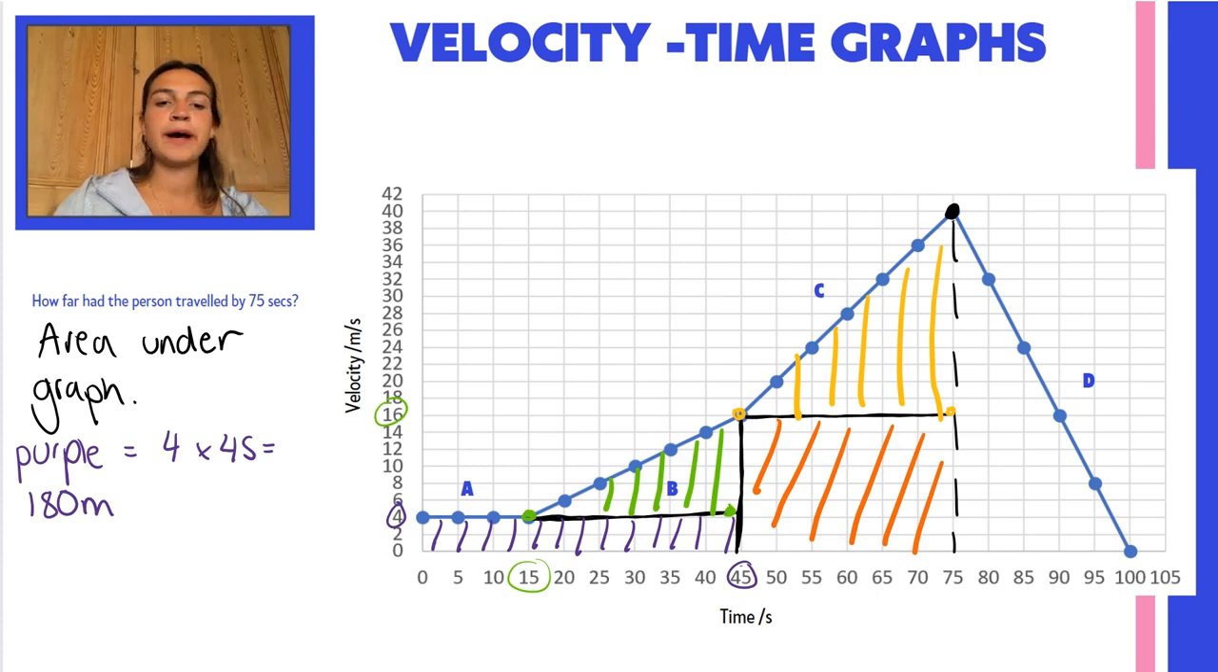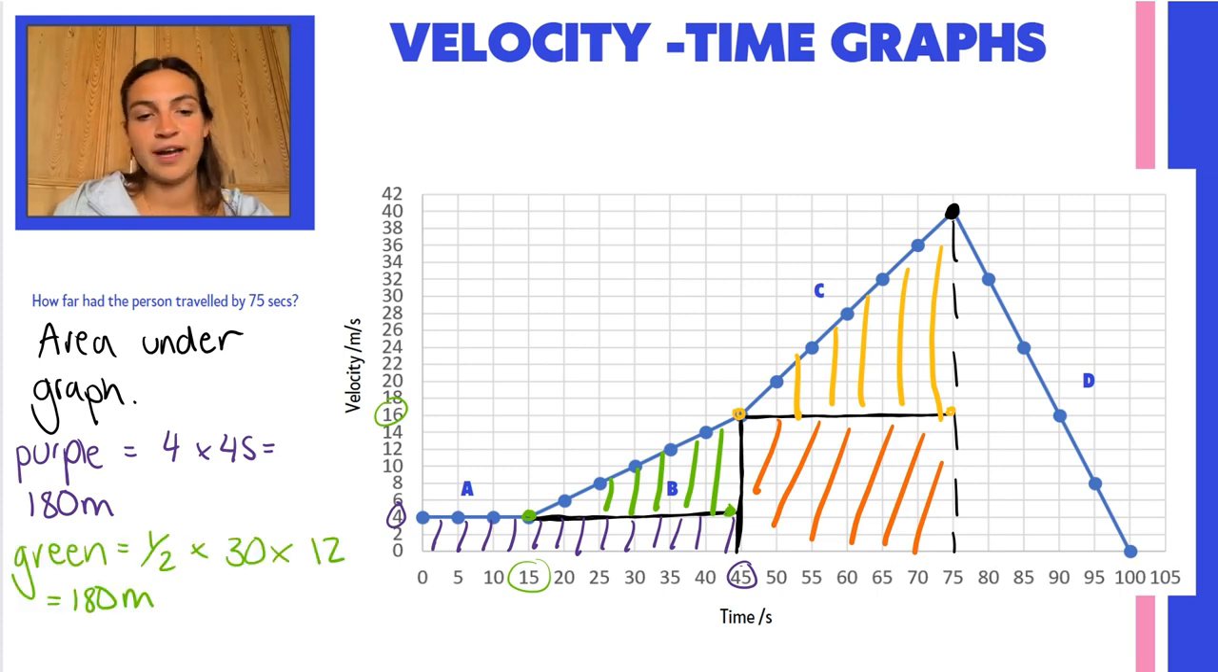So let's start with the purple bit that has a height of 4 and a width of 45. So 4 times 45 is 180. Then I'm moving on to my green bit, my triangle here. So that is going to be a half times the base. Well, that's between 45 and 15. So the base is actually 30, and times the height, which that one is between kind of 4 and 16. So the height of that triangle is 12. So that's 180 as well.